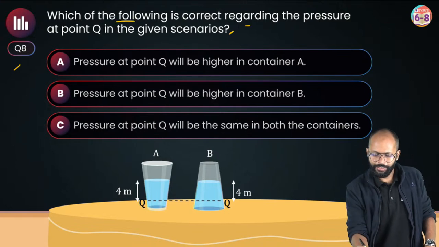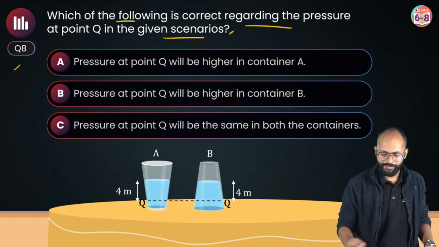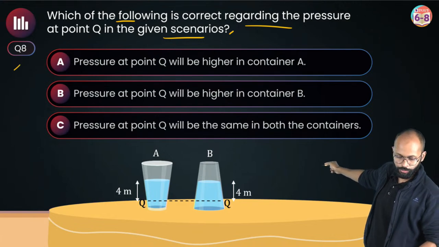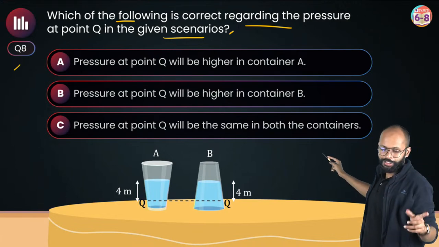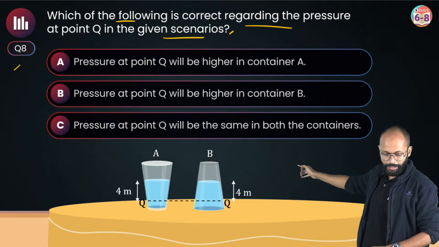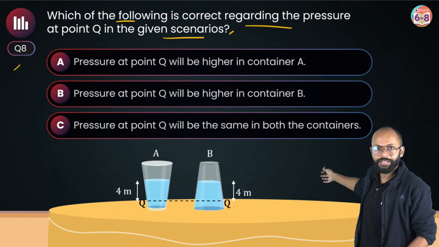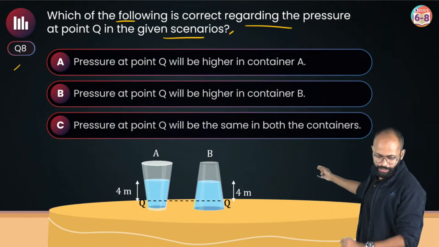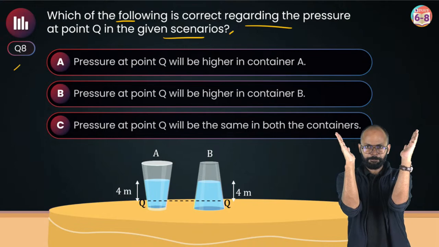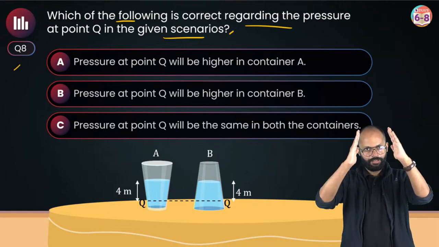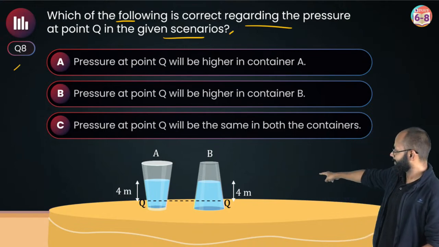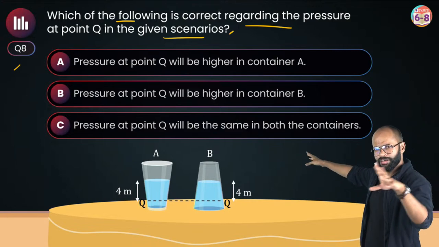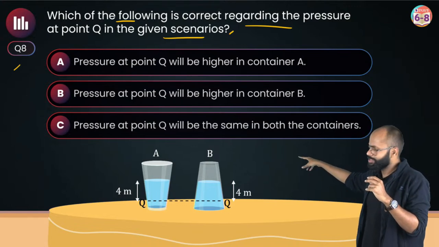Which of the following is correct regarding the pressure at point Q in the given scenarios? Important question hai. Point Q ko dekho. Pressure at point Q will be higher in container A. Pressure at point Q will be higher in container B. Pressure at point Q will be same in both the containers. Think about it. Container A ऐसा है, container B ऐसा है, point Q is at the same level, but the question is: A में pressure ज्यादा होगा या B में pressure ज्यादा होगा या फिर same होगा दोनों में?